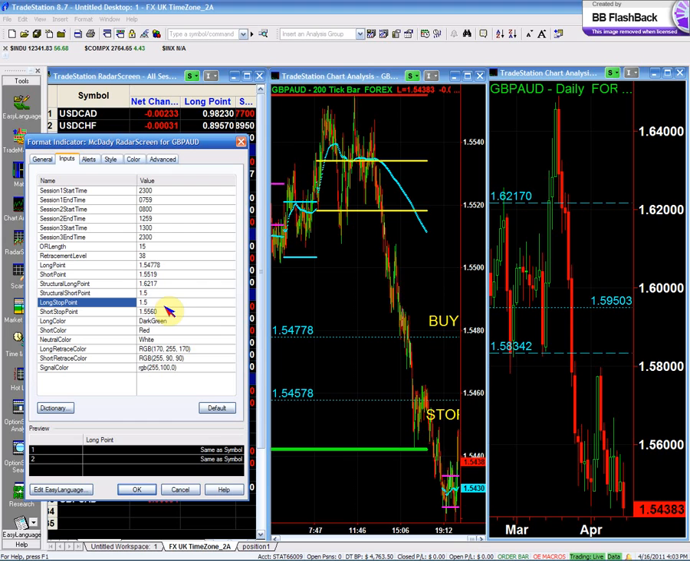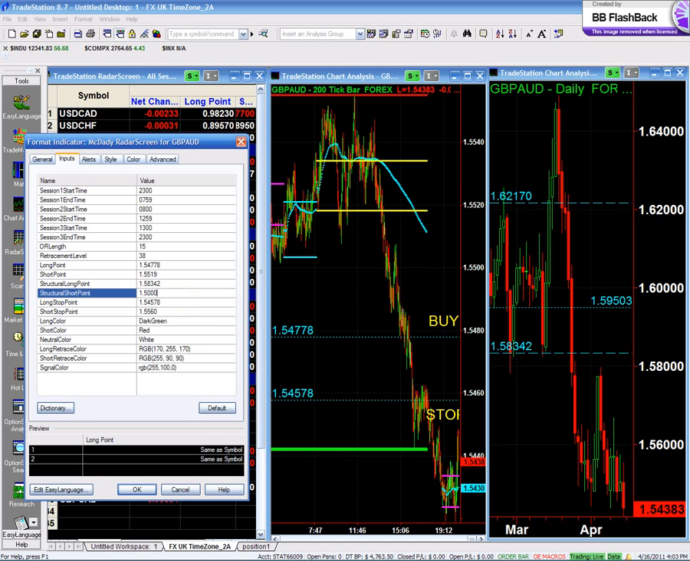157. Okay, my structure long is the 158.34, and my structure short is nothing but air. I'm going to leave it at the 1.5 because it's the all-time low.